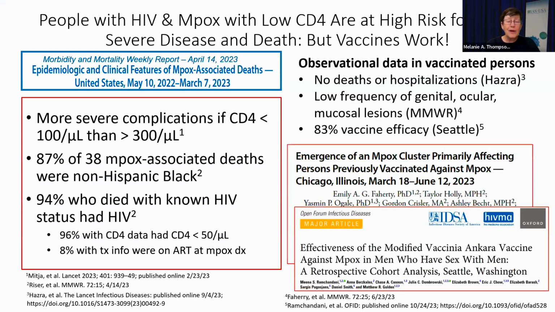The good news, however, is vaccines work. So there have now been several observational studies that are very reassuring, that are not seeing deaths or hospitalizations, even with breakthrough infections in people with Mpox, and also a lower frequency of these severe manifestations like genital, ocular, mucosal lesions. And in a cohort in Seattle, the vaccine was found to be about 83% effective. So these are very reassuring.